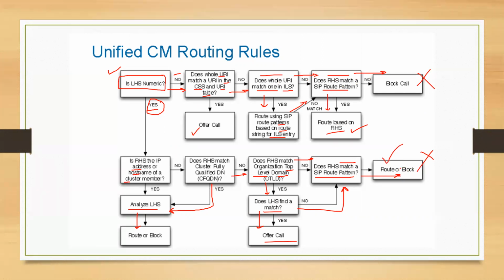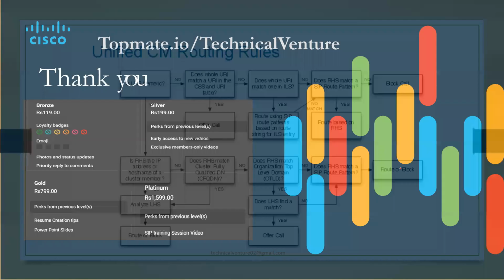So this is actually the flow chart, how your call looks, or how your routing works, right? So I hope you understand this routing rule logic, or I hope you understand the SIP URI dialing, right? If you have any questions, you can just let me know in the comment section.